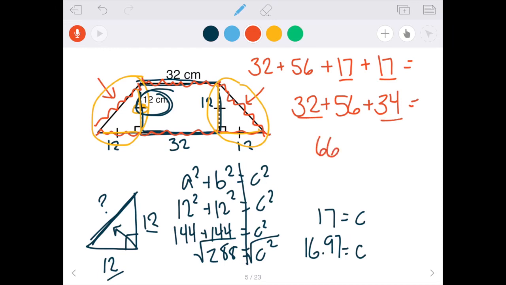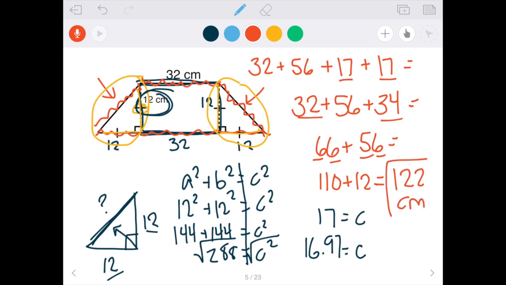32 and 34 is 66. 60 and 50 is 110. 6 and 6 is 12. That gives me 122 centimeters for the perimeter of this figure.